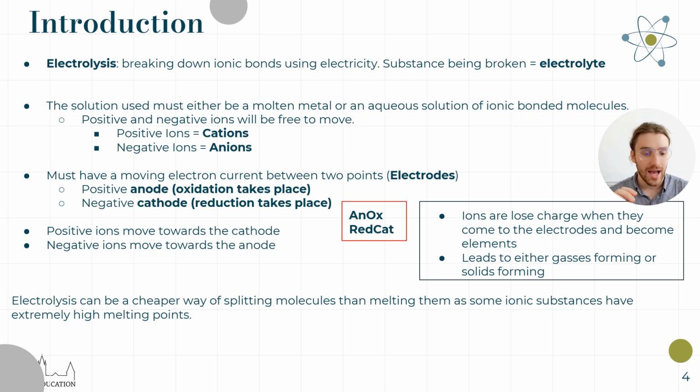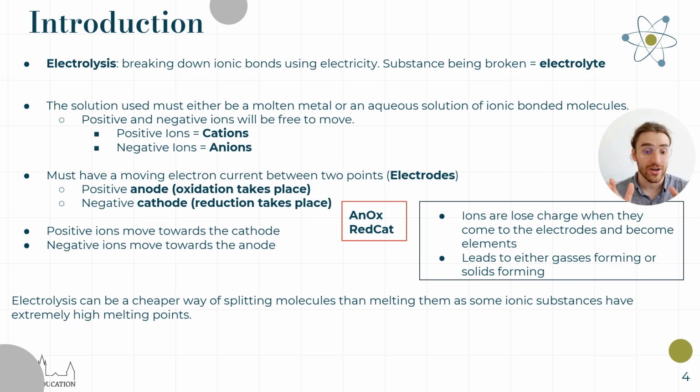The negative cathode is where reduction is going to take place, so that is when they are gaining electrons. So AN OX, RED CAT. We have OIL RIG: oxidation is loss of electrons, and this happens at the anode. AN OX. Reduction is the gaining of electrons, and it's going to happen at the cathode, the negative cathode. So that's reduction, the gaining of electrons at the negative cathode. AN OX, RED CAT. That's the acronym you need to remember.